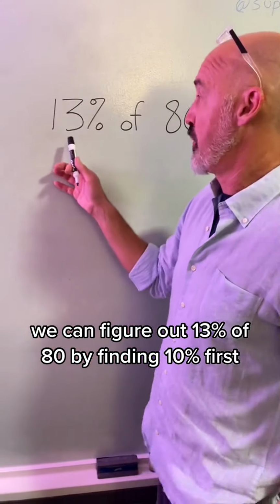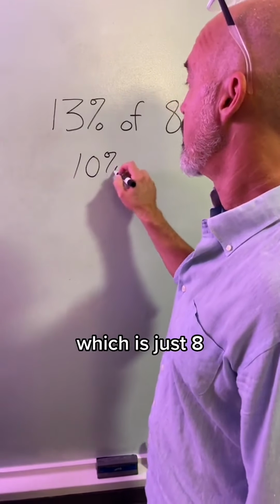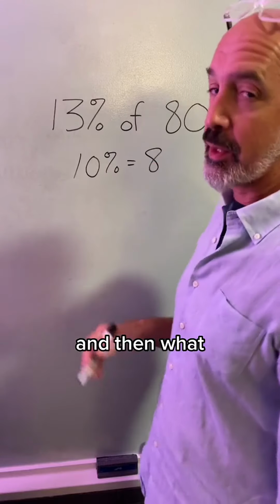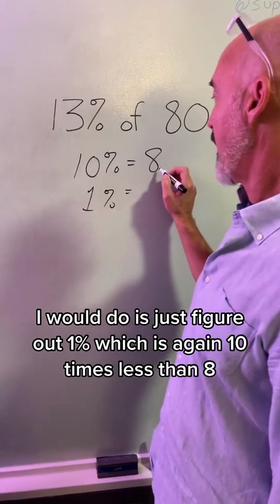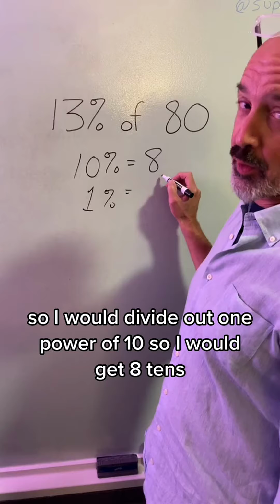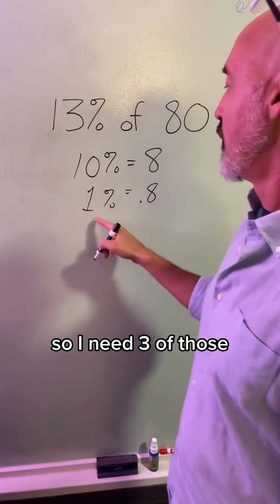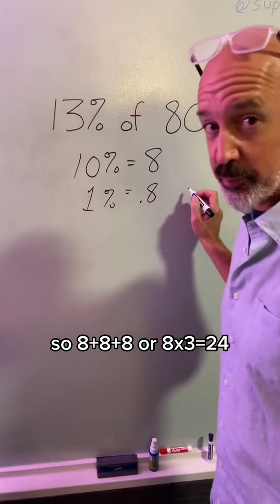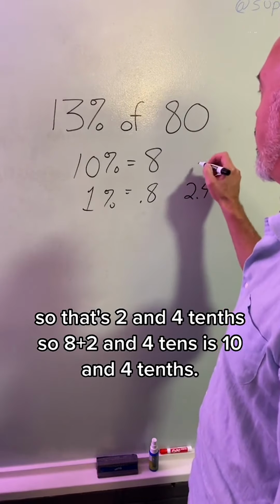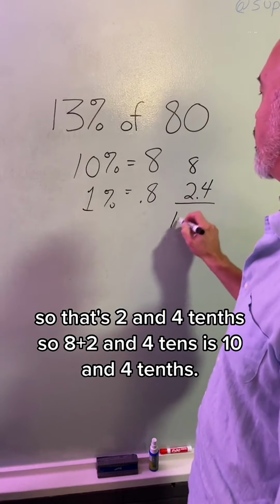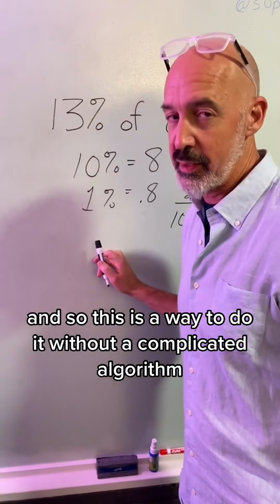We can figure out 13% of 80 by finding 10% first, which is just 8. And then what I would do is just figure out 1%, which is again 10 times less than 8. So I would divide out 1 power of 10, so I would get 8/10. So I need 3 of those. So 8 plus 8 plus 8, or 8 times 3, is 24. So that's 2 4/10. So 8 plus 2 4/10 is 10 4/10. And so this is a way to do it without a complicated algorithm.